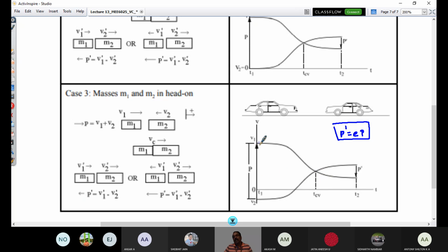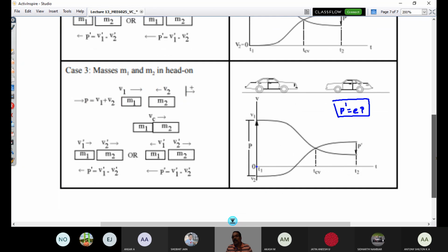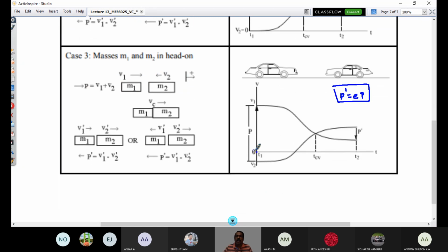See here in this case, P is positive till this point. After that, it is negative. Right? So in this scale, if you see here, there is a 0 value here. So what is that 0 value? V2 is some velocity in this direction. V1 is some velocity in this direction. So I have this negative velocity to put here. So there is a velocity 0 here. So this point would be where V2 is 0 in this case.